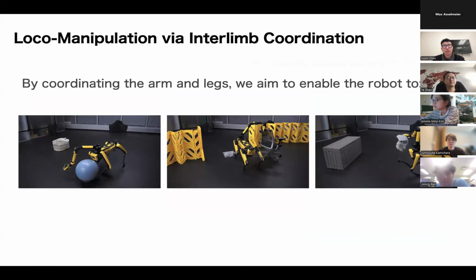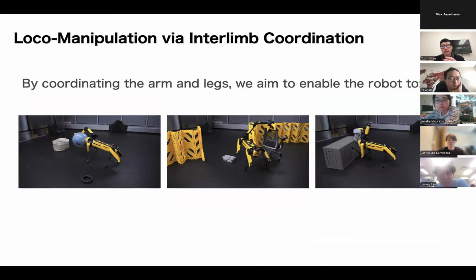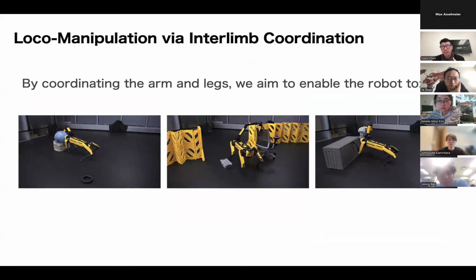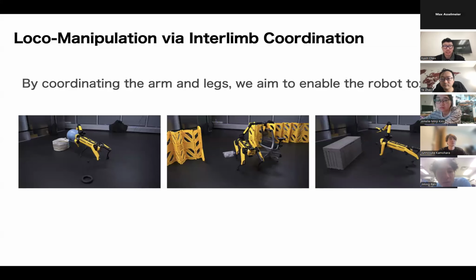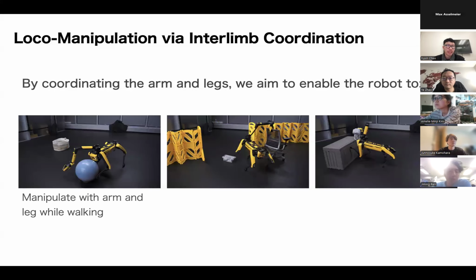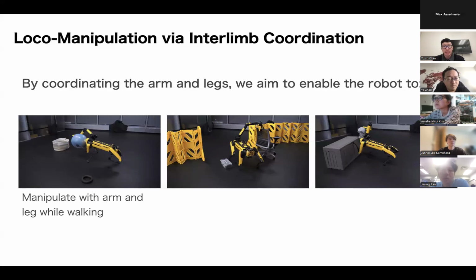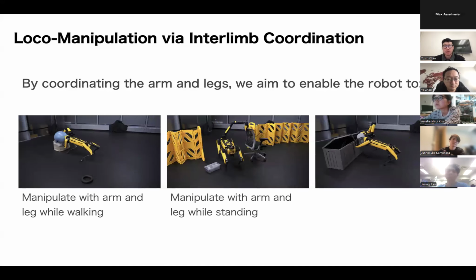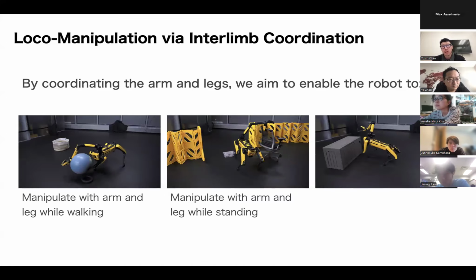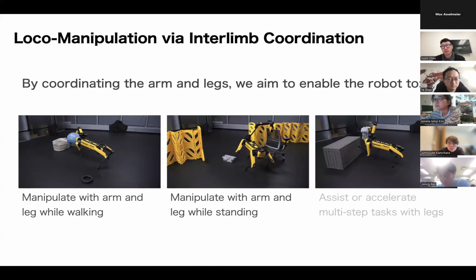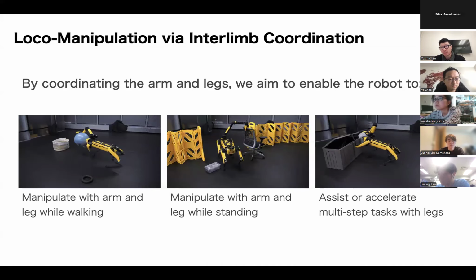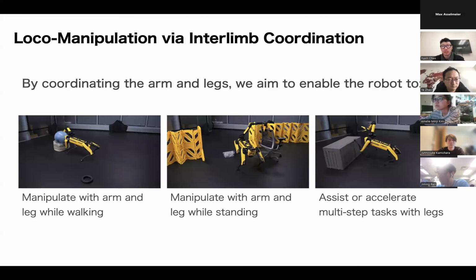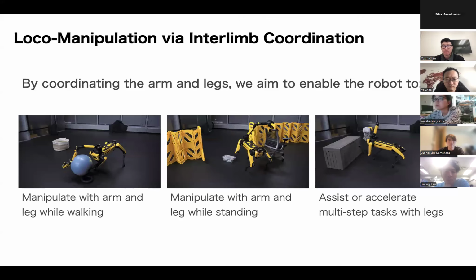So can we actually realize this kind of complex limb-wise coordination on quadruped robots? This is our motivation. In that case, we can manipulate with both arm and leg while walking, manipulate with arm and leg while standing, or do multiple-arm tasks, and also long-horizon tasks that have multiple steps.